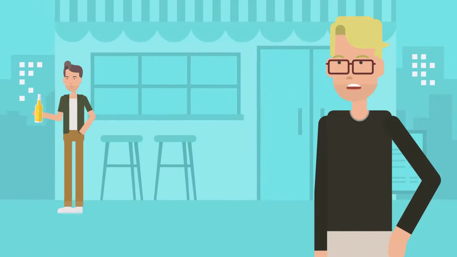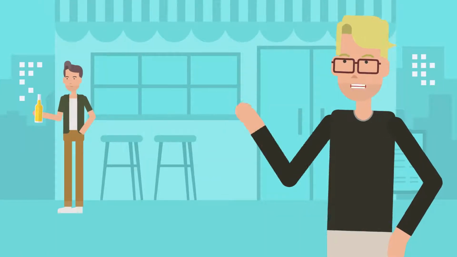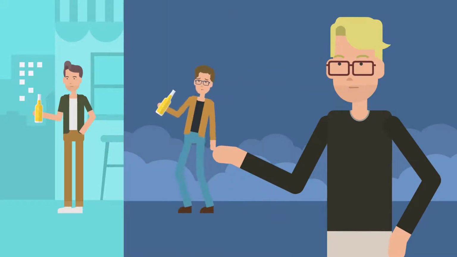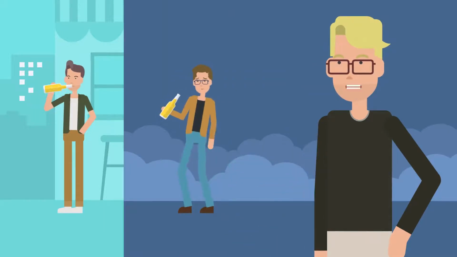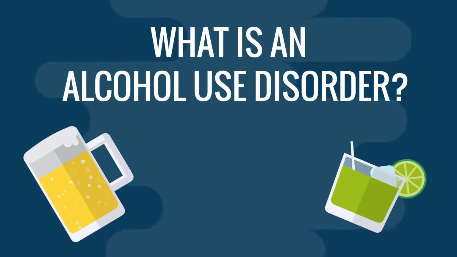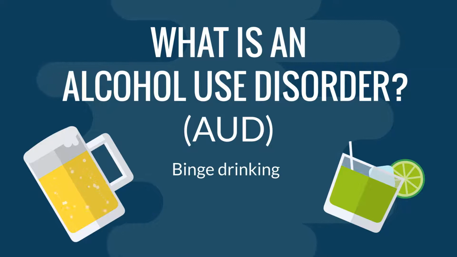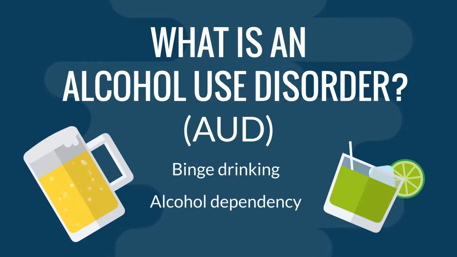Some people can drink alcohol without suffering any significant side effects or consequences. But for some individuals, unhealthy drinking habits can cause real problems. So the question is how do you know if drinking has become a problem for you? Alcohol use disorder, or AUD, is the term used by medical and mental health professionals when diagnosing alcohol-related conditions. This classification includes both instances of alcohol abuse, such as binge drinking, and alcohol dependency, or alcoholism.